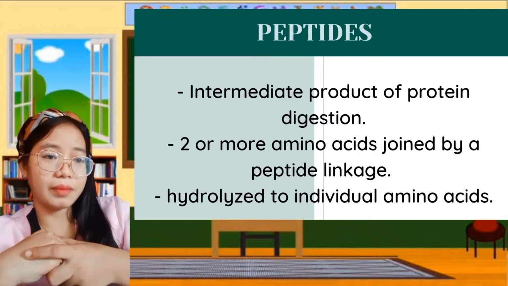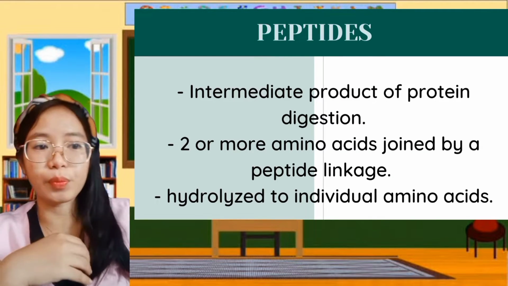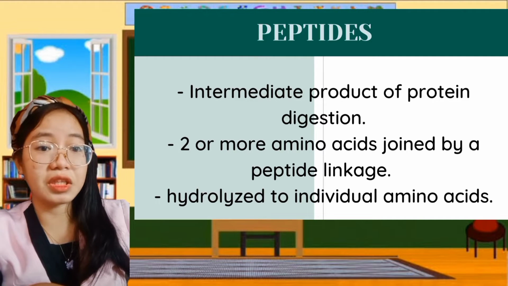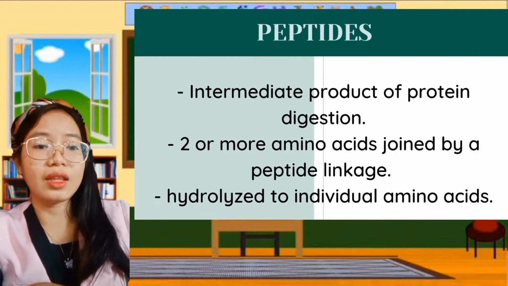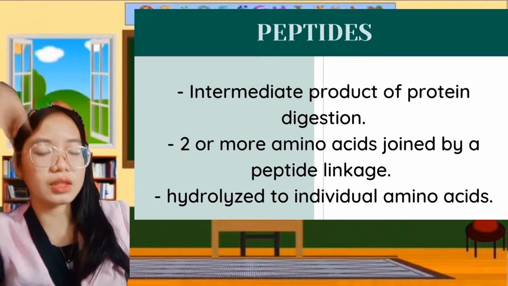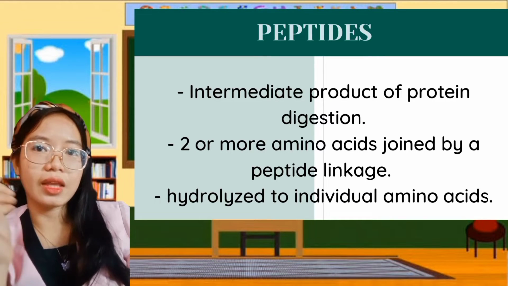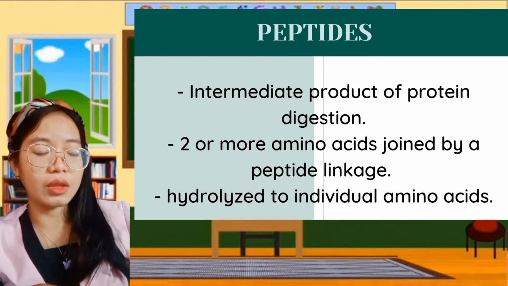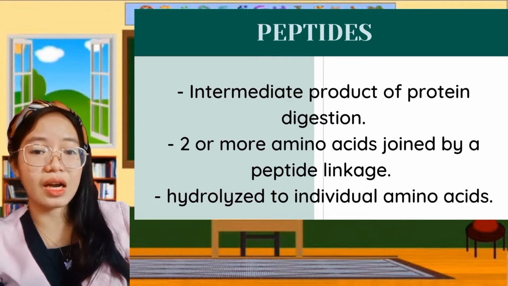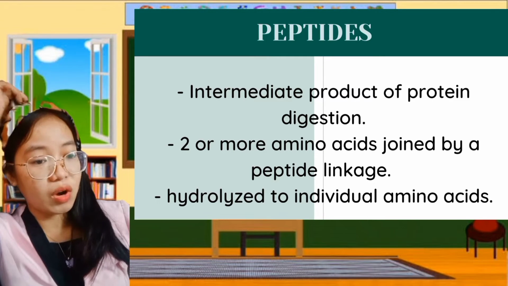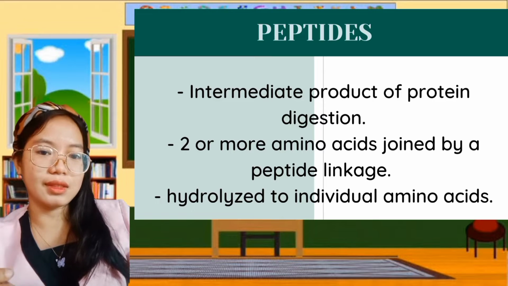So the last is peptide. It is the final product of protein digestion. And it has 2 or more amino acids joined by a peptide linkage. And it is hydrolyzed to individual amino acids. Meaning, it unbinds with water into individual amino acids.